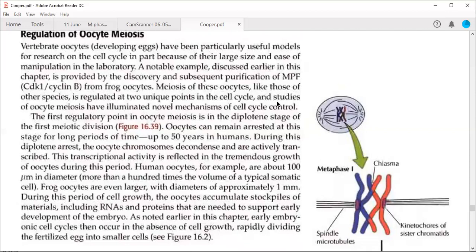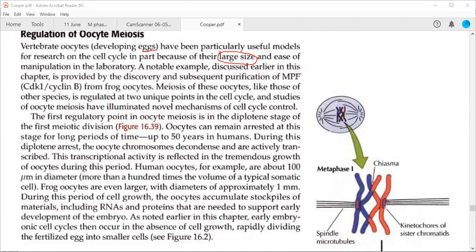Now, vertebrate oocytes, or eggs, are particularly useful models for the research of the cell cycle, in part because of their large size. They can be easily studied. They have a large size, up to 100 micron. Even the frog oocytes are larger, up to 1 mm in size. Because they are large, they can be manipulated within the laboratories.